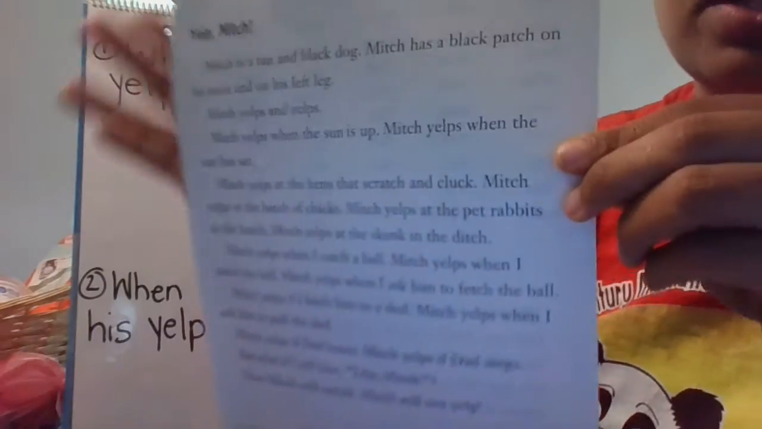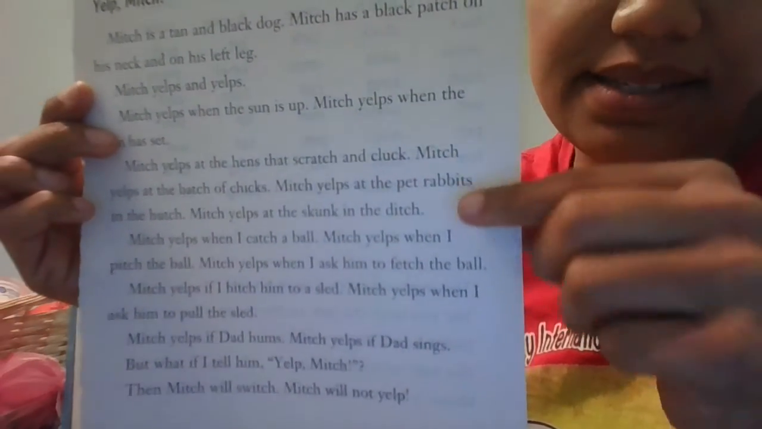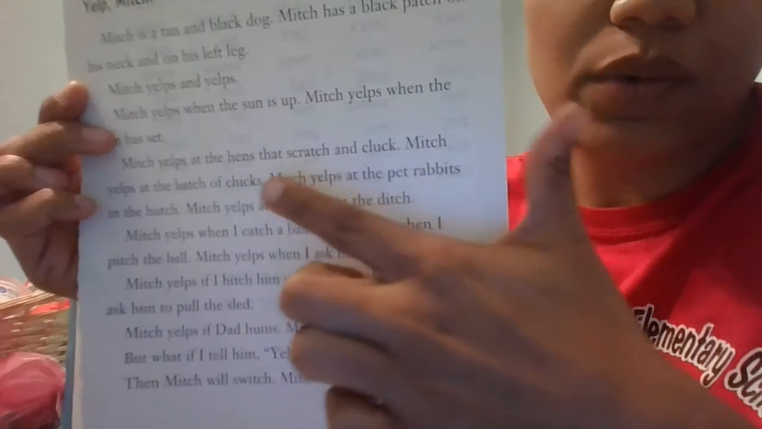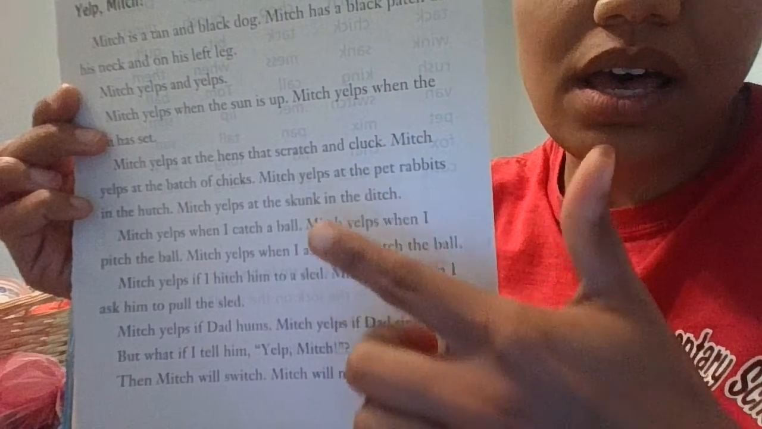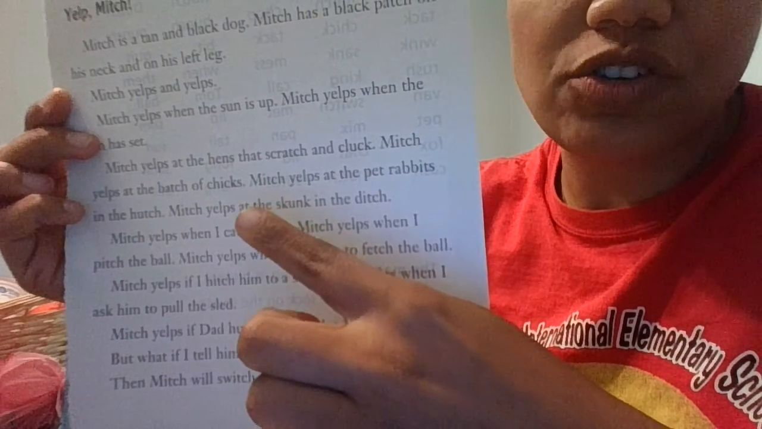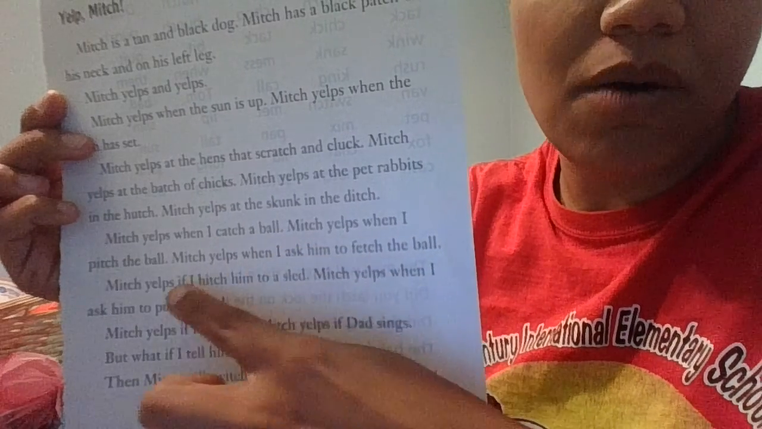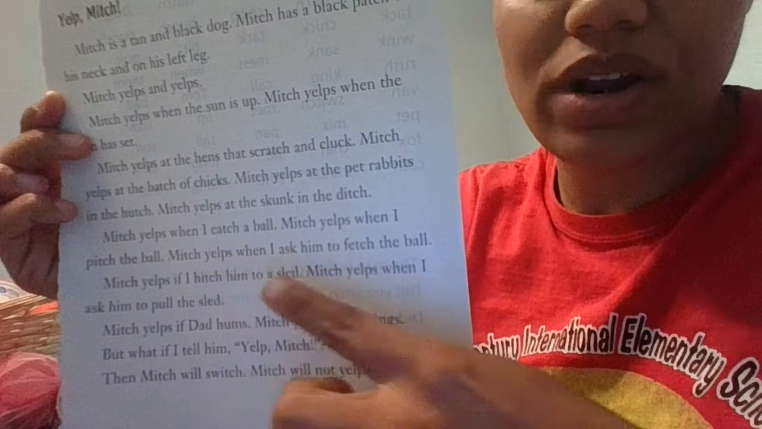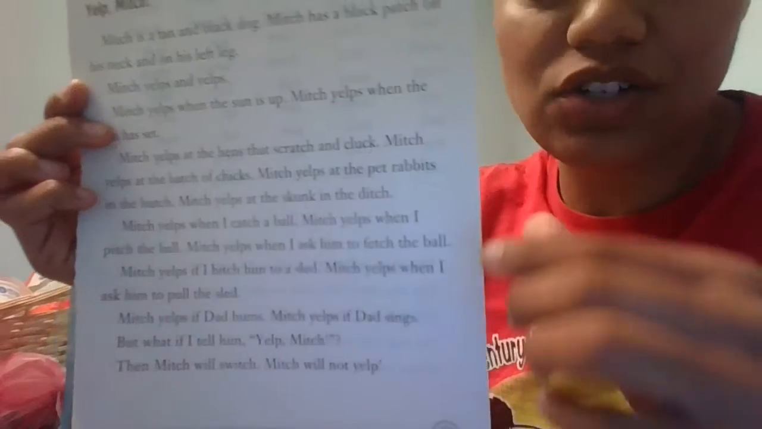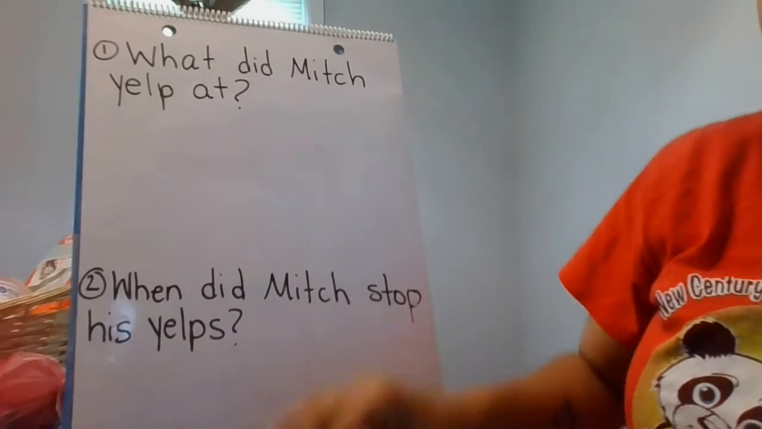And I can look in addition to just the details that I have about him yelping when the sun is up and when the sun sets. It talks also about, again, we wrote about him yelping at the hens, but I also have other animals that he likes to yelp at. He likes to yelp at chicks, rabbits, even a skunk. It talks about Mitch yelps when I catch a ball, when I pitch the ball, when I ask him to fetch the ball. So I'm going to put all those details into this first answer.